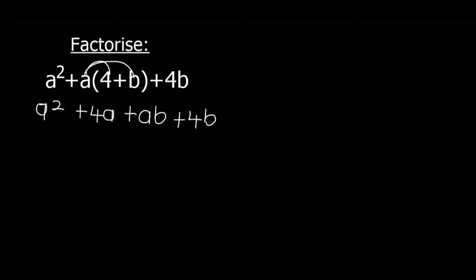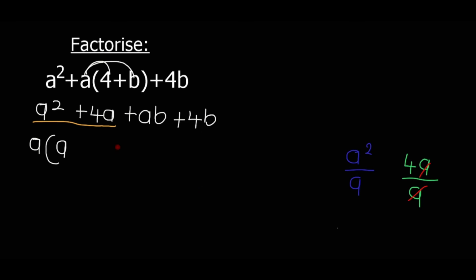And then now ka kgona bona re na le 4 terms. Therefore re tlo checka the first 2 terms. Ra checka gore re na le a common factor. So re na le a common factor. A common factor re na le a. And then from here o tlo divide each term ka the common factor. So a squared divided by a e re fa a. And then 4a divided by a. So a and a cancel and then re šala ka 4.